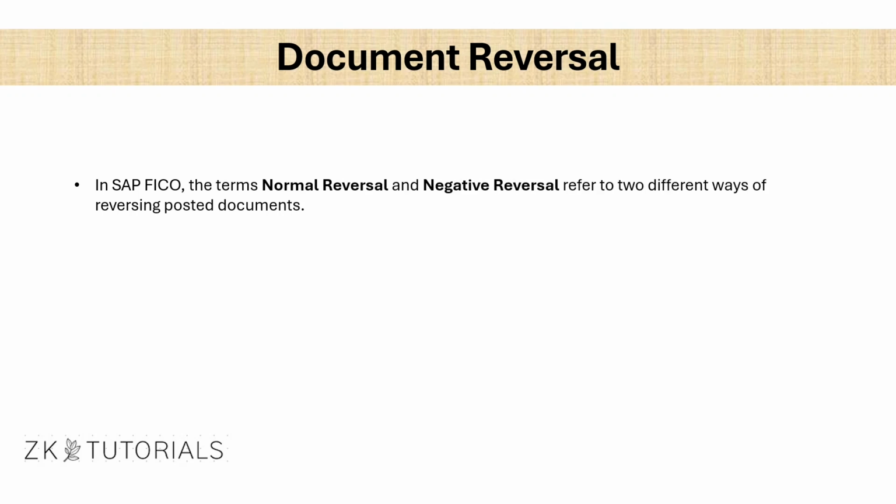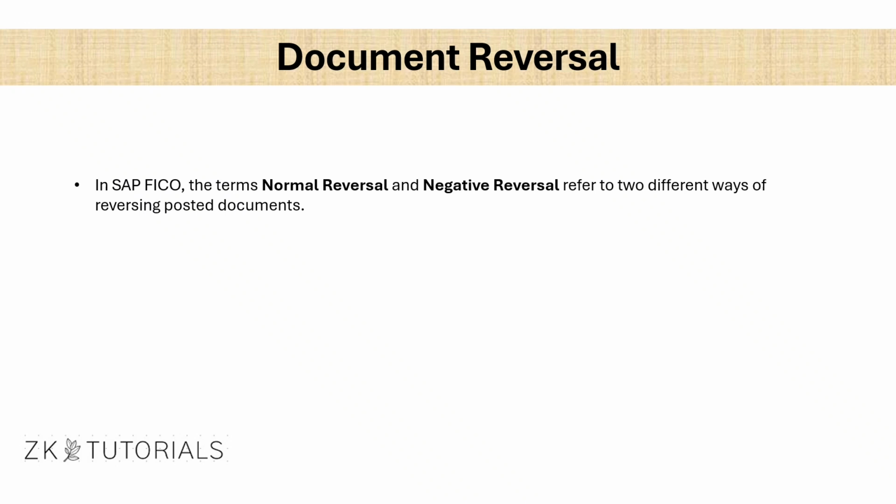Hi, in this video we will learn some of the configurations for document reversal. So what is document reversal? Let us understand that. Document reversal in SAP FICO, the terms normal reversal and negative reversal refer to two different ways of reversing posting documents. That means document reversal we can do in two ways: a normal reversal as well as a negative reversal.